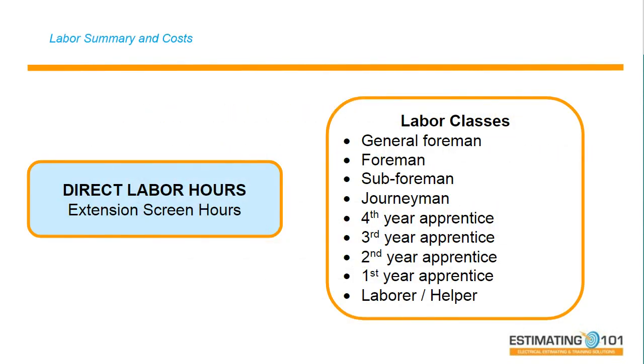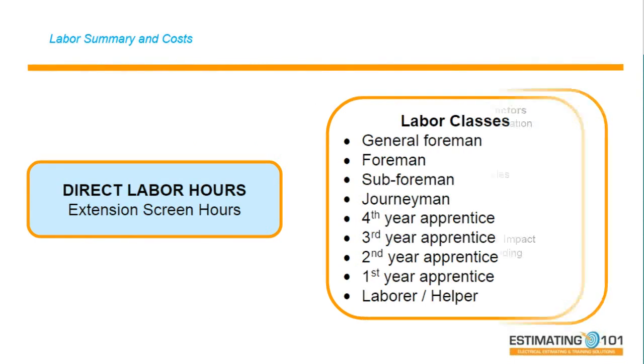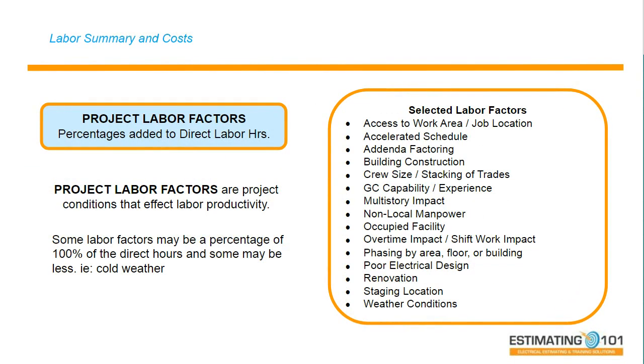I'm going to look at my direct labor. I'm going to put my labor classes. How many foremen do I need on the project? Journeymen, apprentices. I'm going to look at my project labor factors. These are conditions that affect labor negatively, I said. And here's a short list of things that can affect a project negatively. And so these are things we address in the bid summary and understanding labor.